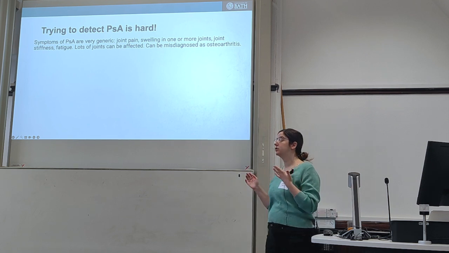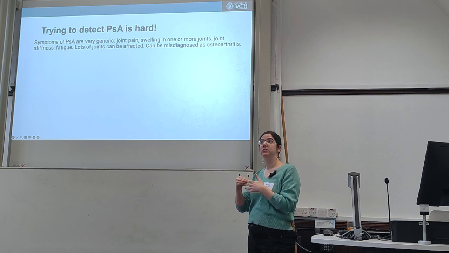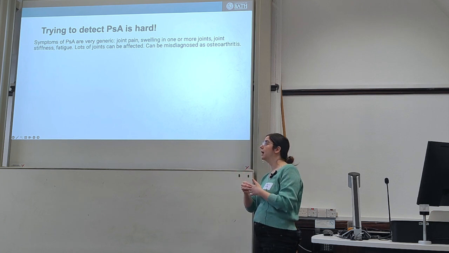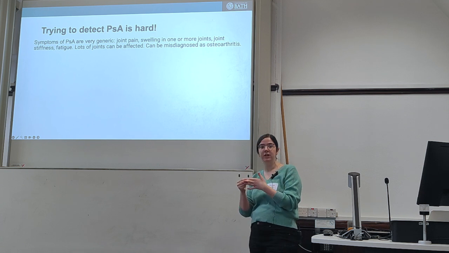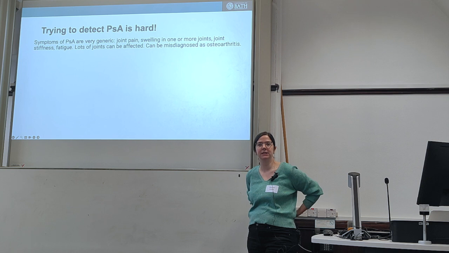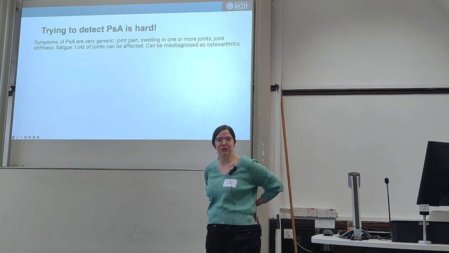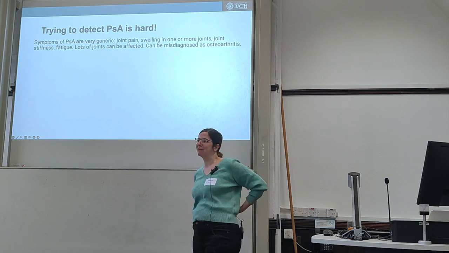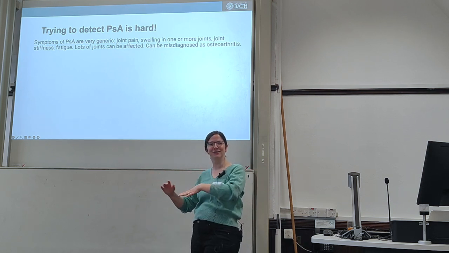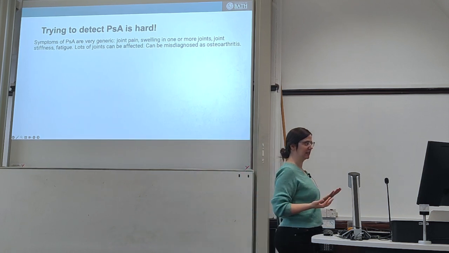And the other issue is that lots of different joints can be involved. So I showed you hand joints, so swelling in one finger is kind of a herald for psoriatic arthritis, so that might be easy to pick up, but also some people have spinal involvement. And as we get older, lots of people have back pain. So is it just regular middle-aged back pain, or is it psoriatic arthritis back pain? And it's hard for a GP to distinguish between these things.